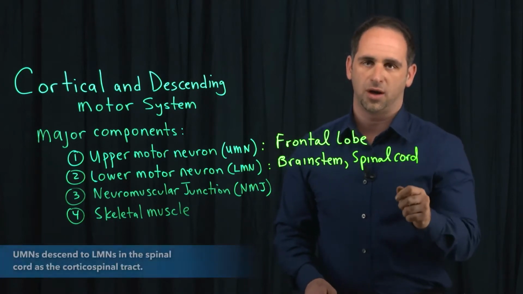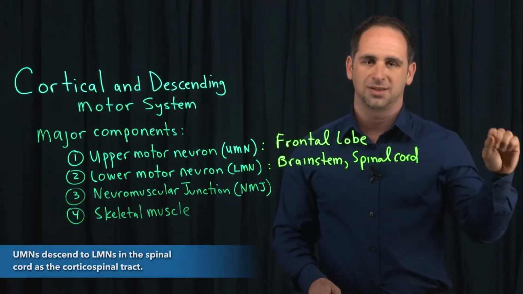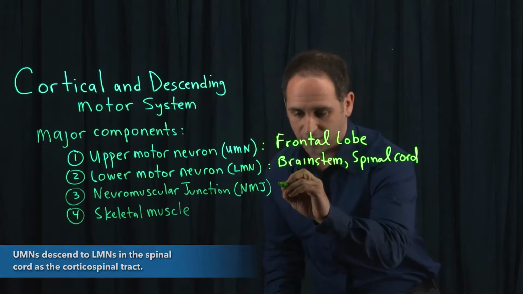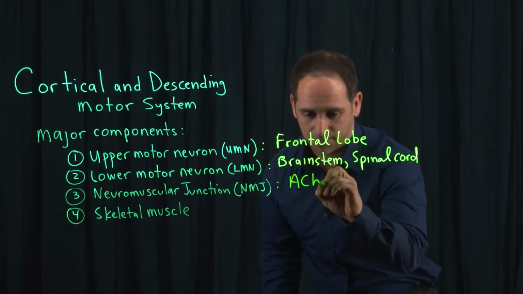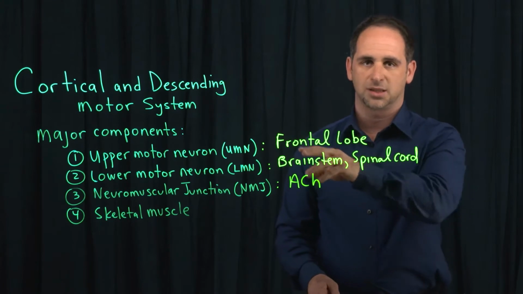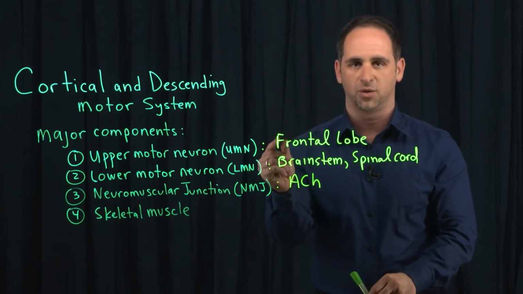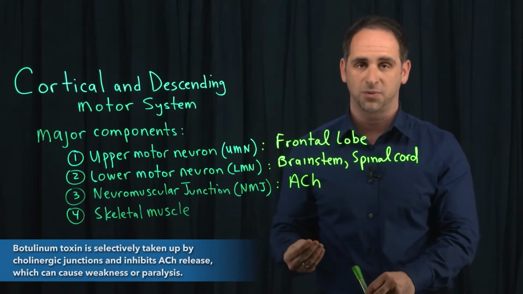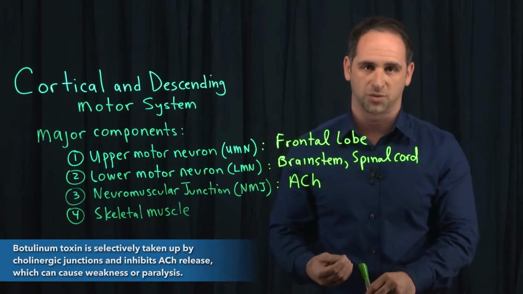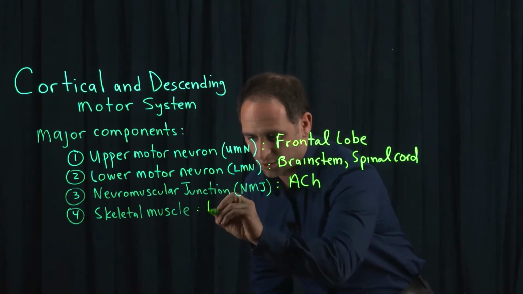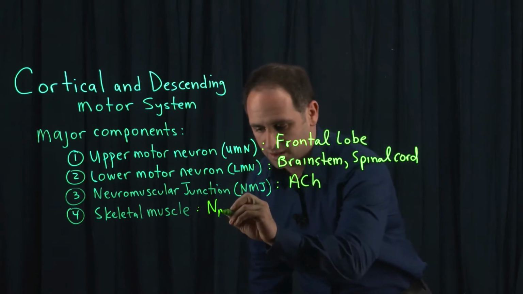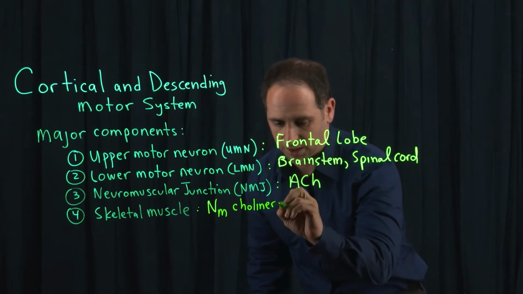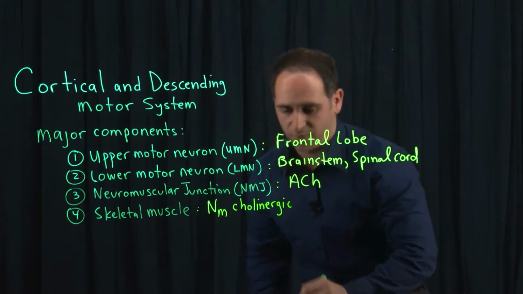Now that lower motor neuron is going to travel to the skeletal muscle where it's going to release a very important neurotransmitter called acetylcholine. We'll abbreviate that ACh. And that acetylcholine is going to be released into this specialized junction, which is the terminal end of the lower motor neuron and the space until the skeletal muscle surface where we have receptors for acetylcholine called nicotinic cholinergic receptors. We're going to abbreviate those receptors N for nicotinic, sub M for muscle, and cholinergic because acetylcholine is the ligand for that receptor.